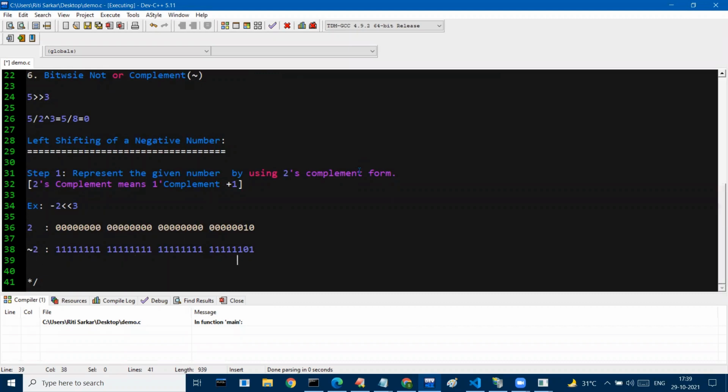Okay, so the 1's complement is ready, but I want the 2's complement. So that means I have to go for plus 1. If I go for plus 1, what is the result? Observe carefully. 1 plus 1 is 0 with a carry of 1. Now from here to here, all 1s will be copy pasted. This is the result that we get in the form of the 2's complement of the given number.